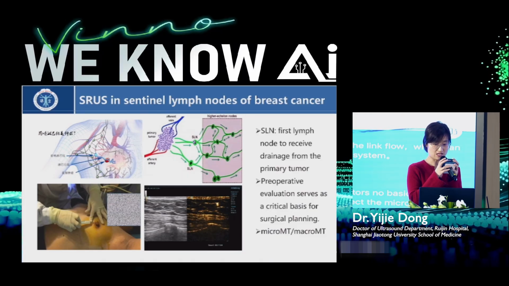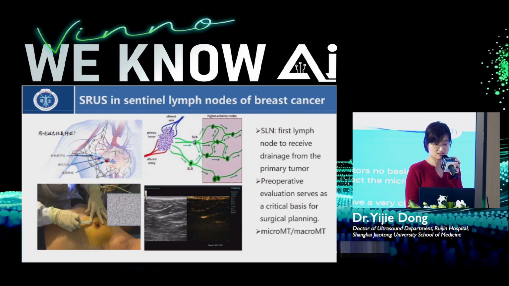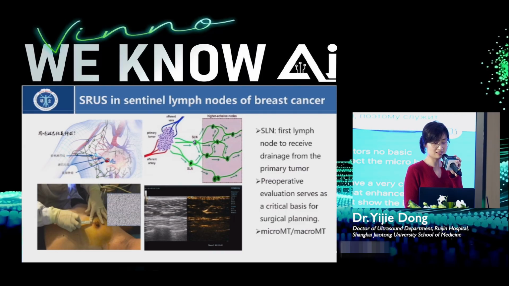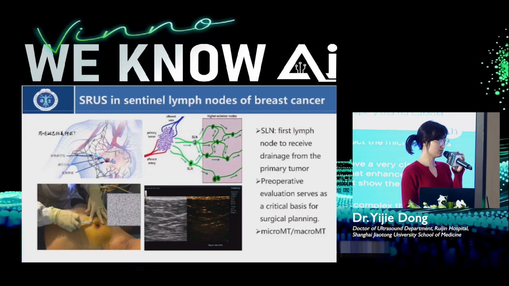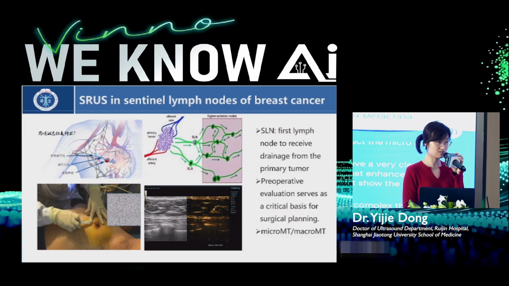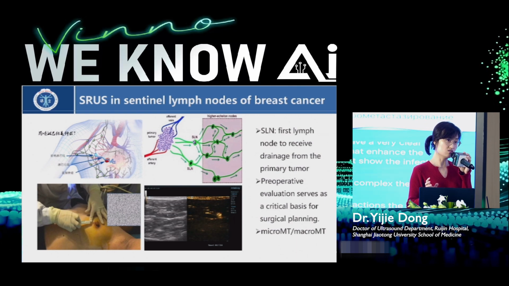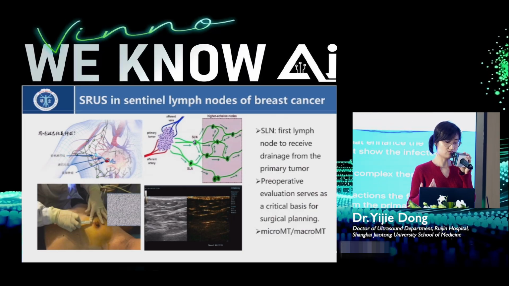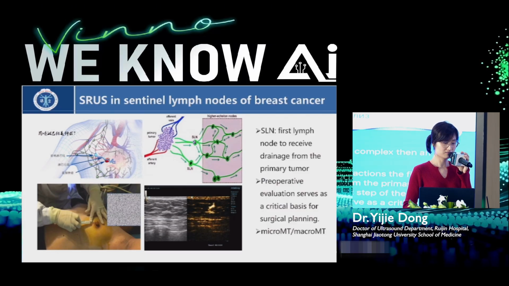The sentinel lymph node acts as the first lymph node to receive drainage from the primary tumors. This is a very important step of pre-operative evaluation, serving as a critical basis for surgical planning. And we also know that for lymph nodes, there are two kinds of metastasis. One is micrometastasis, another is macrometastasis. For macrometastasis, ultrasound already has very advantages to make differentiation of diagnosis. But for micrometastasis, it's very hard.